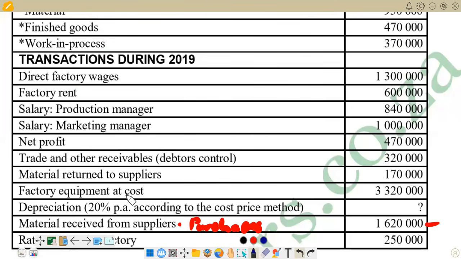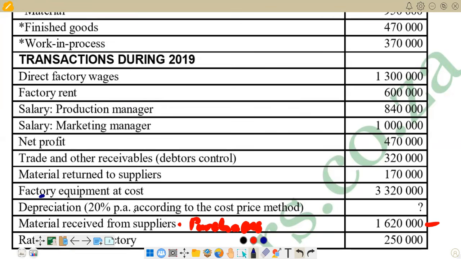Factory equipment at cost. This is a non-current asset or a fixed asset. So we are only concerned about the depreciation part of it, because this one is a factory equipment. If it is a non-current asset that is in the manufacturing process, this depreciation we are supposed to put in the production cost statement under manufacturing overheads. So this one is a factory equipment, so we are going to calculate the depreciation of this one. Beneath that we have got depreciation 20% per annum according to the cost price method. So we can calculate this one.